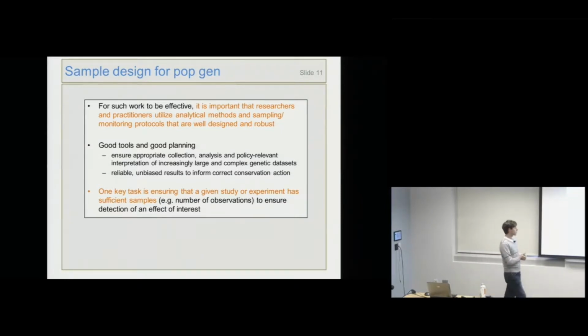And so what I'm going to talk about for the next maybe 15 minutes is how do we ensure that a given conservation genetic study, like those I did for my PhD, how do we ensure that these kinds of studies or experiments have enough samples to detect whatever genetic effect we're interested in?